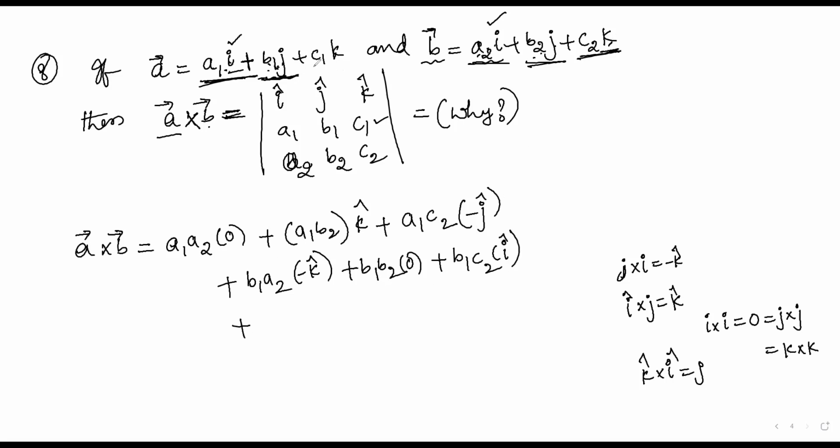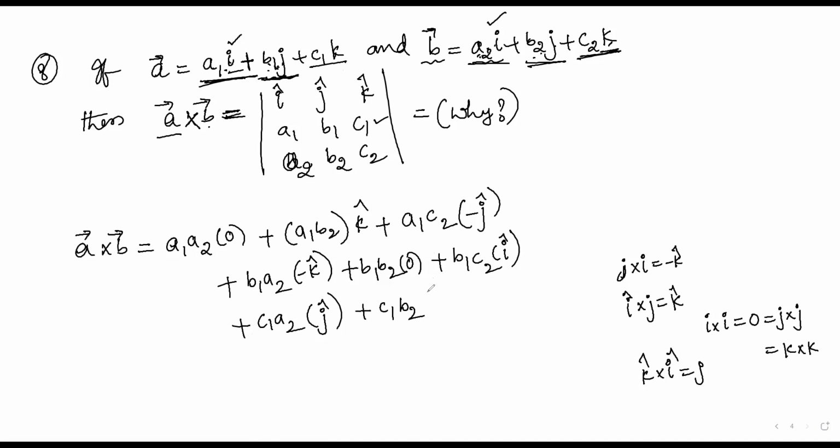So next one, C1 into A2. C1 A2 into K cross I, which is J cap. Only J cap. After K, I only will come. It's K cross I. After K comes I, then J: K, I, J, K, I, J. Yes sir. Got it. And the next, C1 B2 into K cross J now.